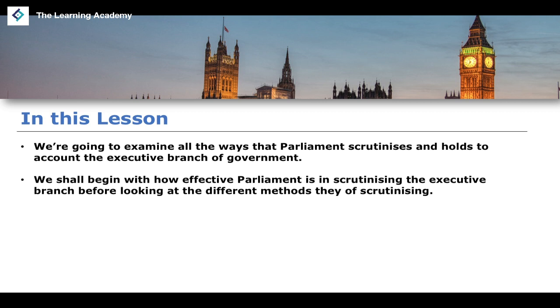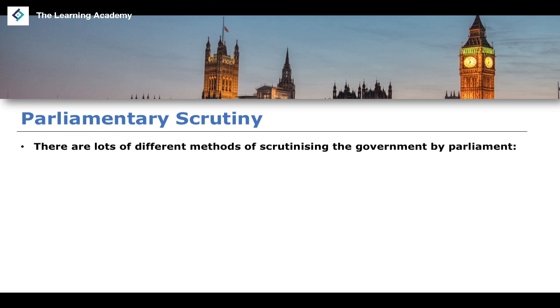and we shall look at the methods to begin with, about how Parliament manages to scrutinise the government, the methods they utilise to do so, and then we will look at how effective those methods actually are by examining the advantages and disadvantages of each of these particular methods for government scrutiny. So beginning with the different types of methods, there are a few main methods that Parliament uses and practises on a day-to-day basis that lead to government scrutiny.